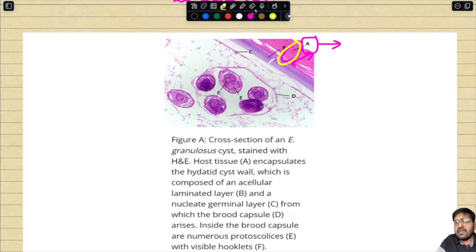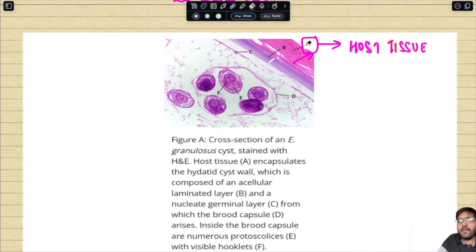This is the first layer, and I'm repeatedly saying that this is basically the host tissue reaction. Then there is the layer number B. If you look at the layer number B over here, this is the layer number B, as you can appreciate.